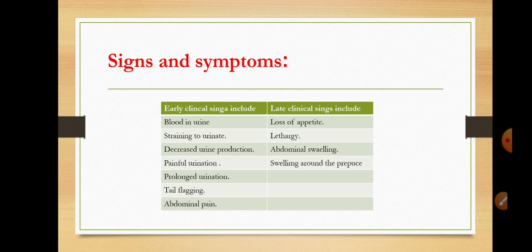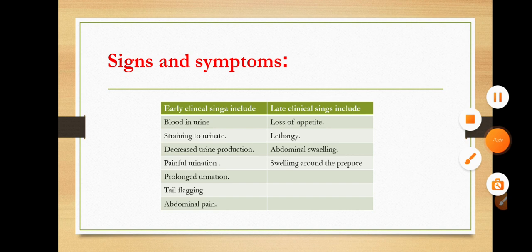In early clinical signs, we find blood in urine, straining to urinate, and decreased urine production, of course, as a result of trapping and blocking the normal flow of urine. And we have, of course, painful urination, prolonged urination, also tail flagging, and of course abdominal pain.